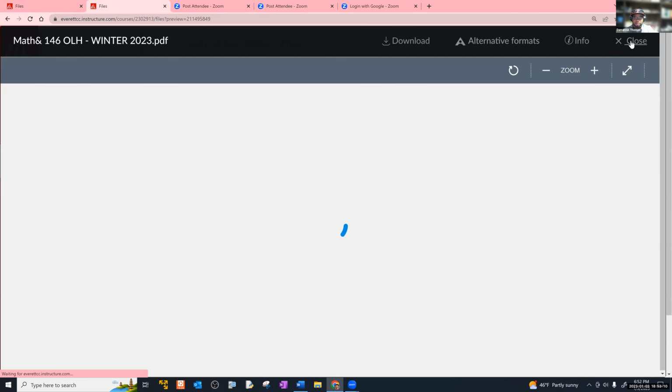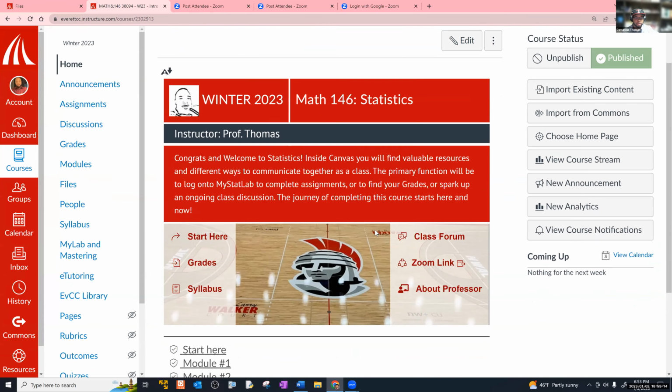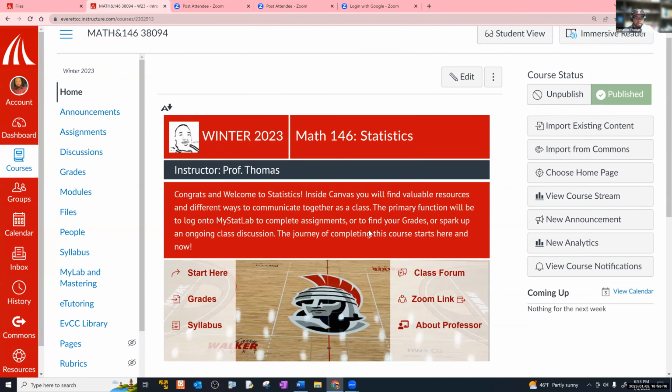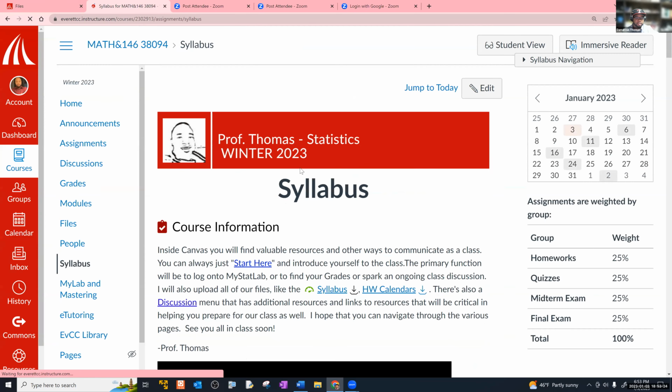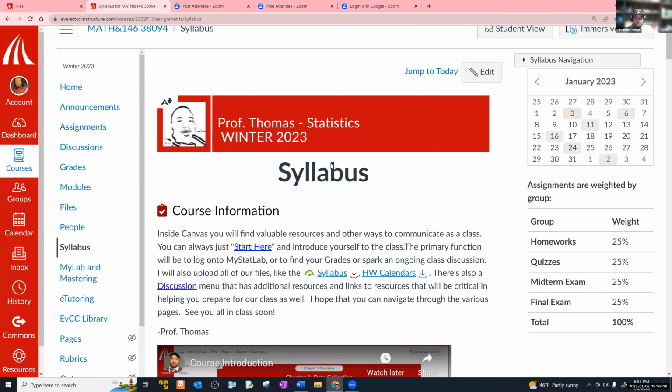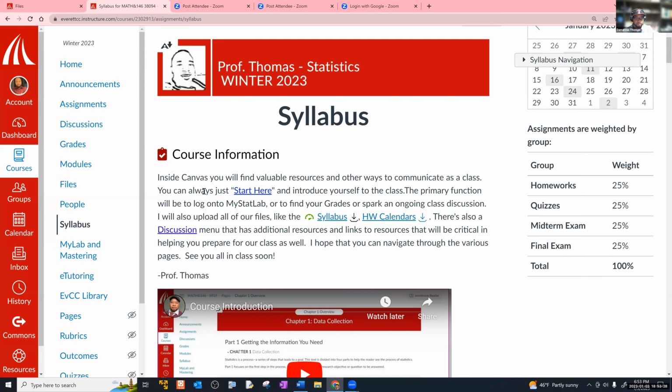Let me demonstrate another location to find it. If you're back at the home page, another place is either by clicking inside the syllabus link or the syllabus link on the outside. If you click one of those, it's going to take you to the syllabus page, which is the digital version, and then also has a hyperlink to the syllabus of this course.